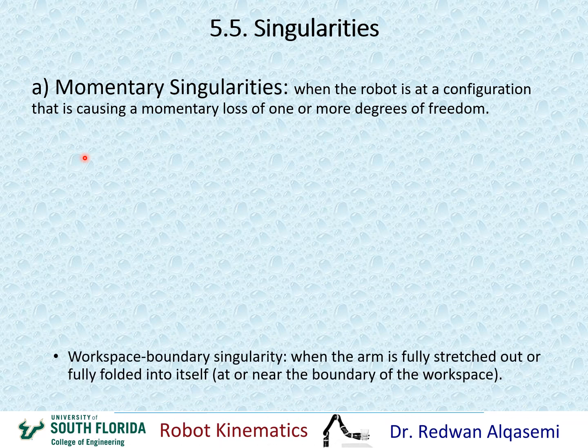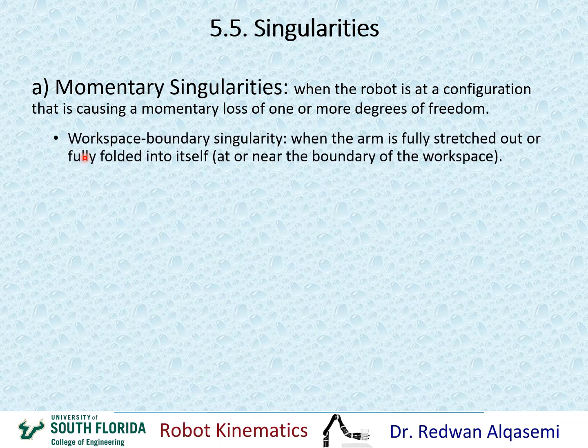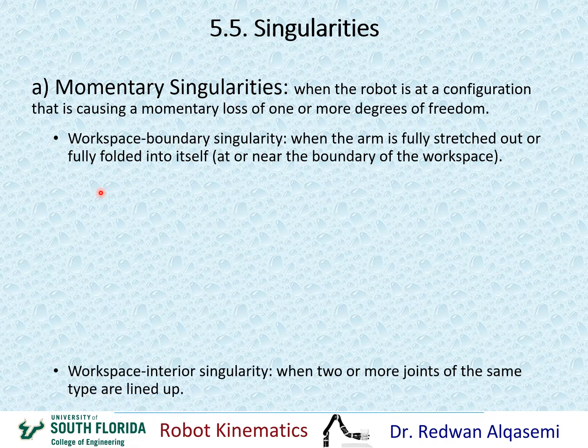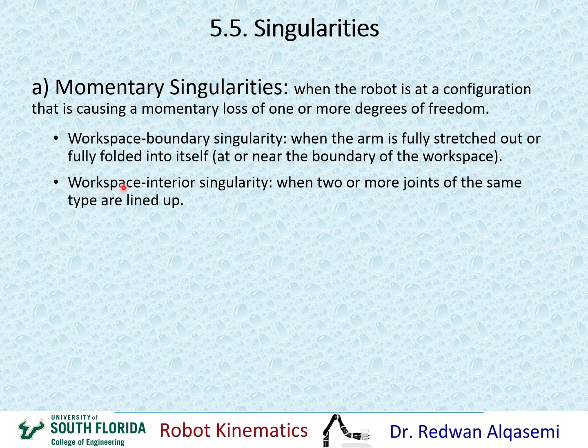And there are 2 cases for this particular type of singularity. The first case is workspace boundary singularity. What it is basically is when the arm is fully stretched or the arm is fully folded on itself. When it's fully stretched, that means it's reaching the outer edge of the workspace. When it's fully folded on itself, it's reaching the inner edge of its workspace. So in that case, we are reaching a workspace boundary singularity. The second case is workspace interior singularity. You may not be close to the edge of your workspace, but in this case, you have 1 or more joints lined up together.